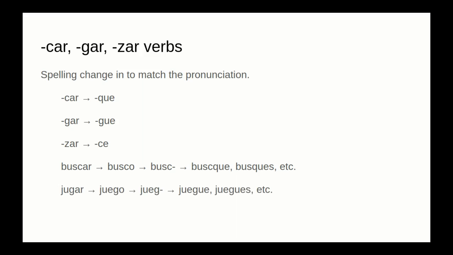Jugar, juego, drop the o, jueg, switch the endings, but keep the spelling change now: juegue, juegues, juegue. Empezar. It becomes empiezo in the present tense, drop the o, empiez, switch the endings, and then keep the spelling change: empiece, empieces, empiece, etc.